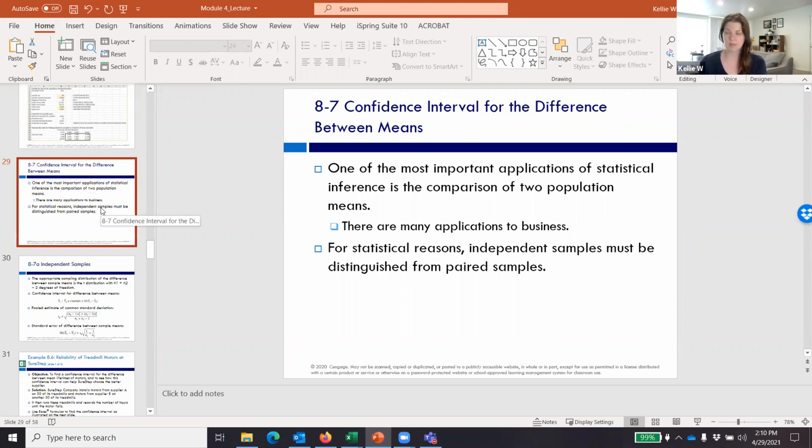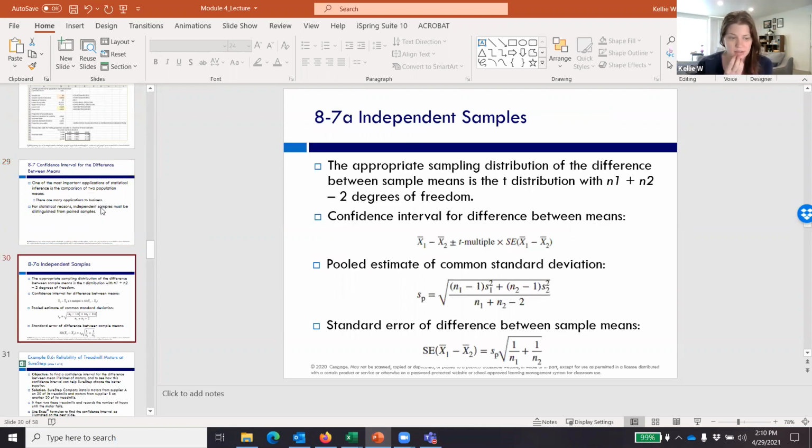So a really common calculation that we do in industry is calculating the difference between two population means and getting a confidence interval around that. The things that change that are relevant are, now we have two populations. They might be different sizes. So one might be like 75 and one might be 100. So my degrees of freedom is now 175 minus 2 because I have two variables there.